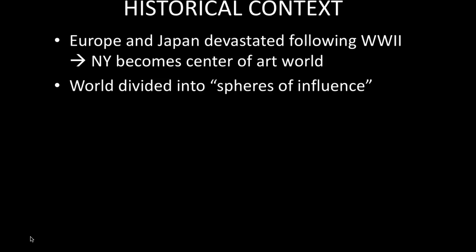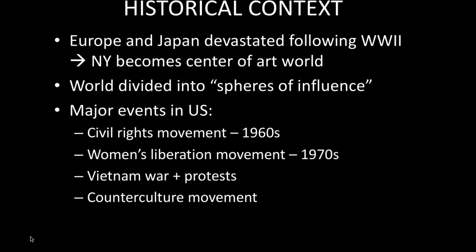So with spheres of influence, obviously one of the main historical events is going to be the divided world. The Cold War split the world between influences of the United States versus influence of the Soviet Union. Another thing that's going to happen is we have some major events in United States history with the civil rights movement in the 1960s.